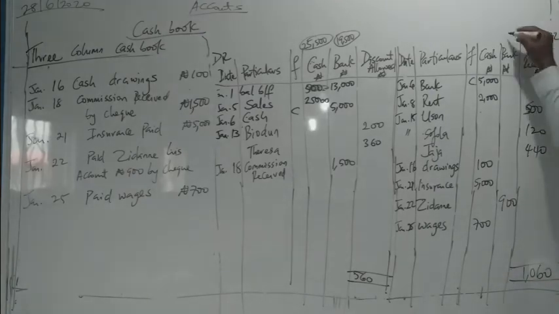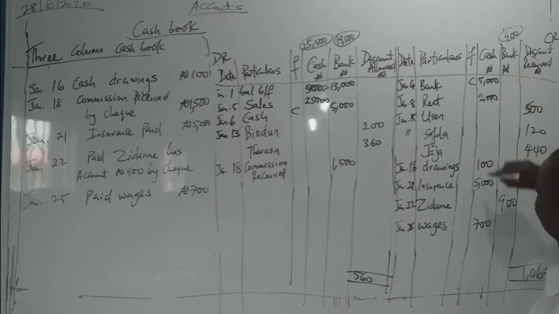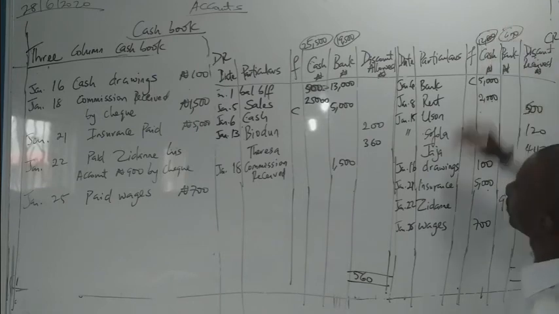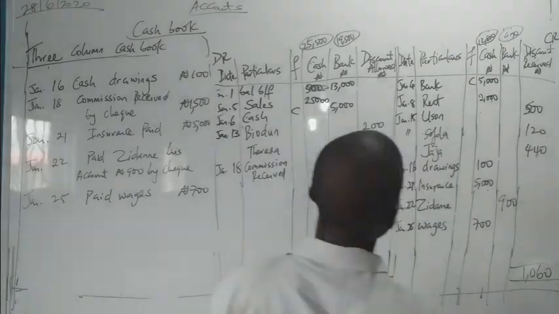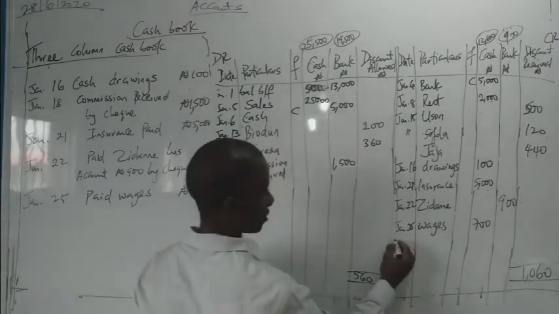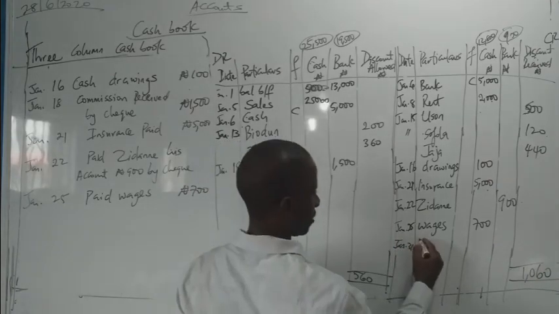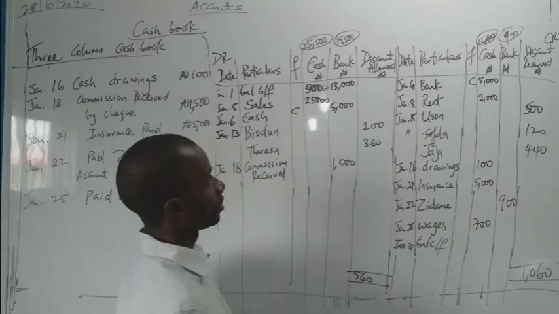This one 900. This one 7,000. 12,000. 12,800. Okay, now looking at it, we have a bad view of where the closing balance is. This is 900. So our closing balance will come here. January 31st, closing balance. Closing balance of how much?